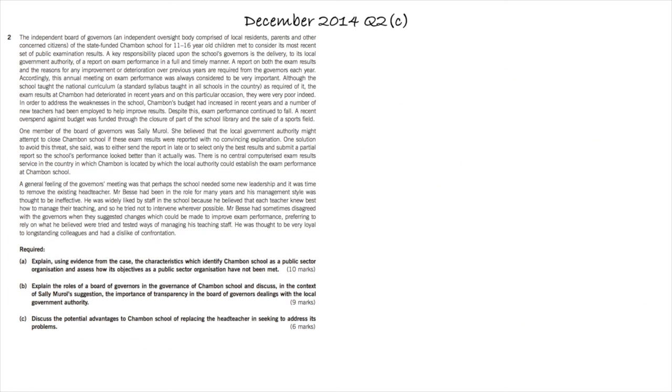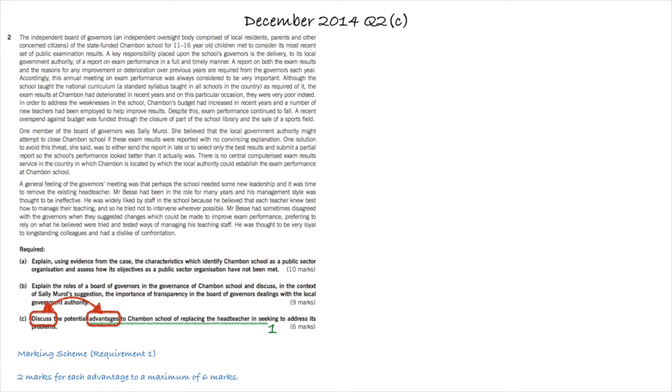Let's finally in this question look at part C. And part C is: discuss the potential advantages to Chambon School of replacing the head teacher in seeking to address the problems. So there's only one requirement here. The marking scheme tells us that we'll get 2 marks for each advantage. And once again, it's only the advantages we're looking at, and we're asked to discuss them. So we need to give a good bit of detail. We need to fully explore each advantage and what it might be of replacing the head teacher.